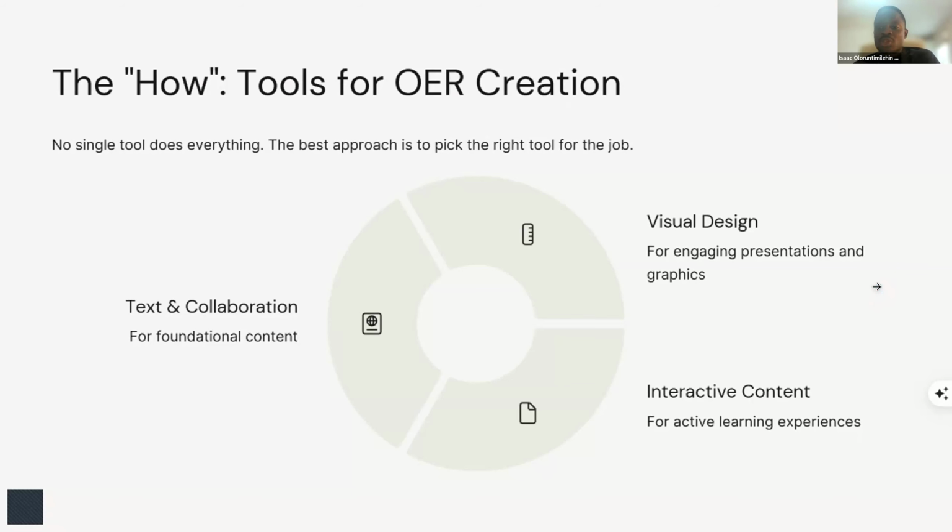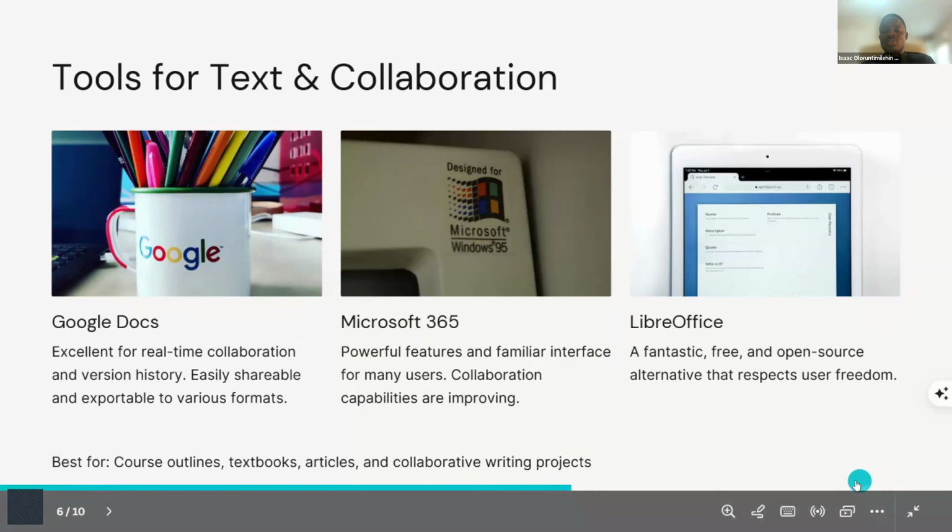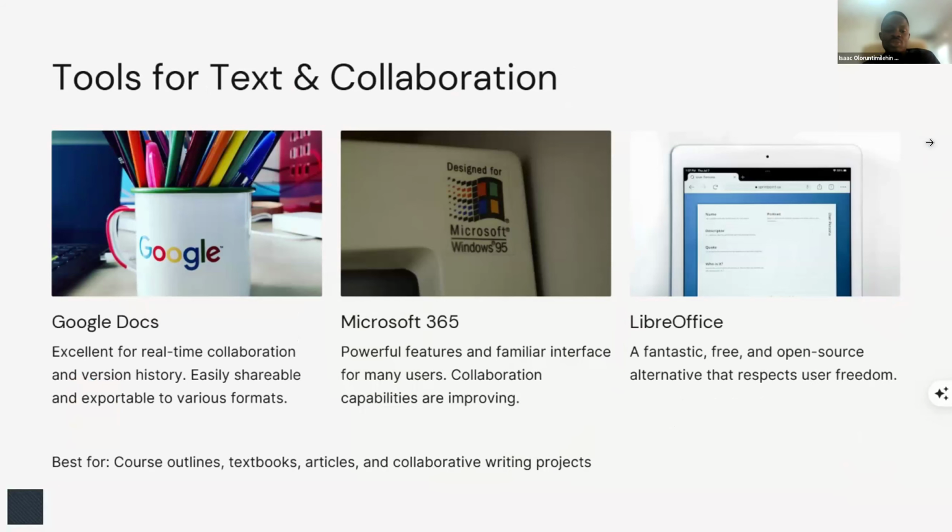You can do your own research and also find more tools that are relevant. So when we talk about text and collaboration, we have tools like Google Docs. With Google Docs, you can create all sorts of resources. You can use the slides, you can use the sheets, you can use the Word version of Google Docs just to create whatever you need to create.